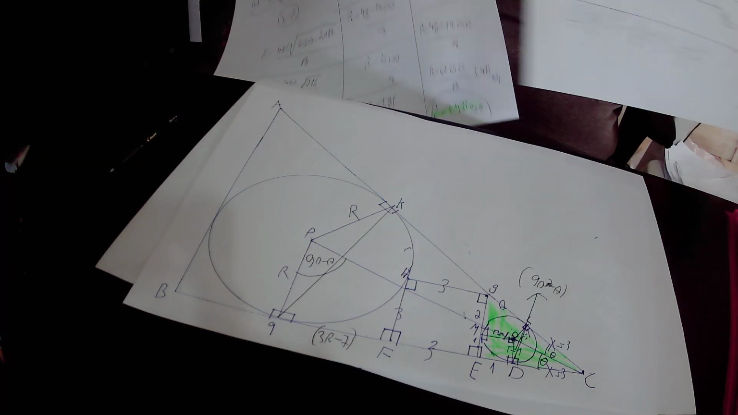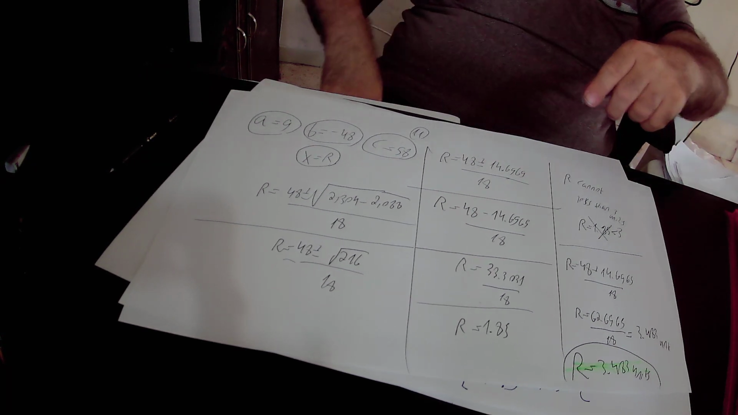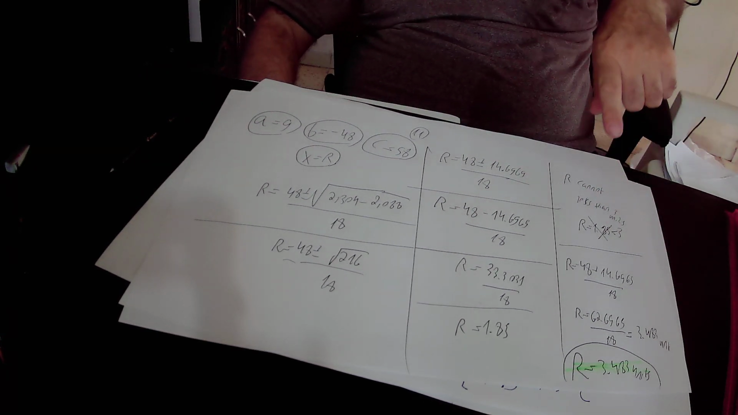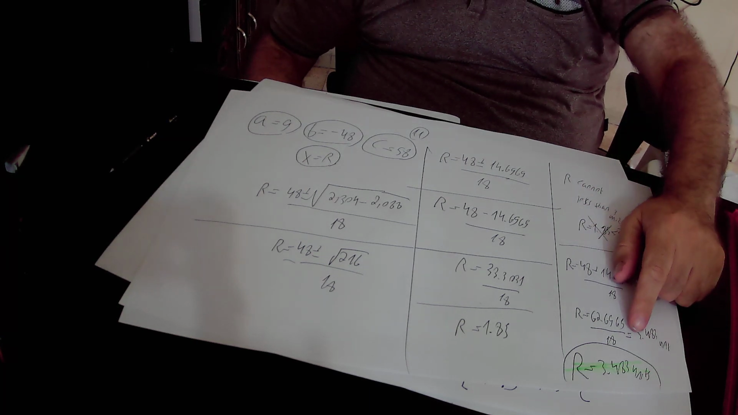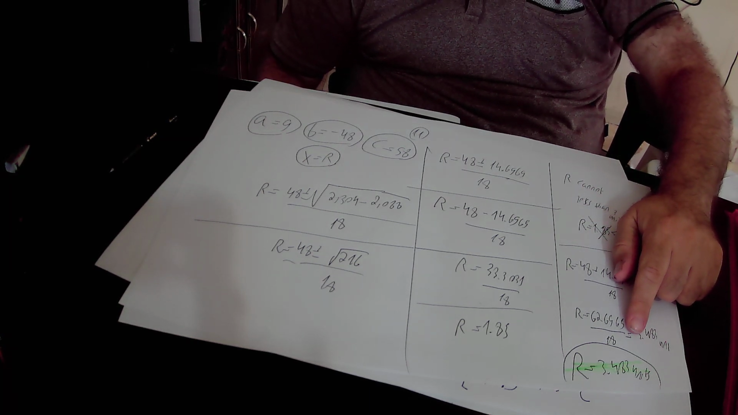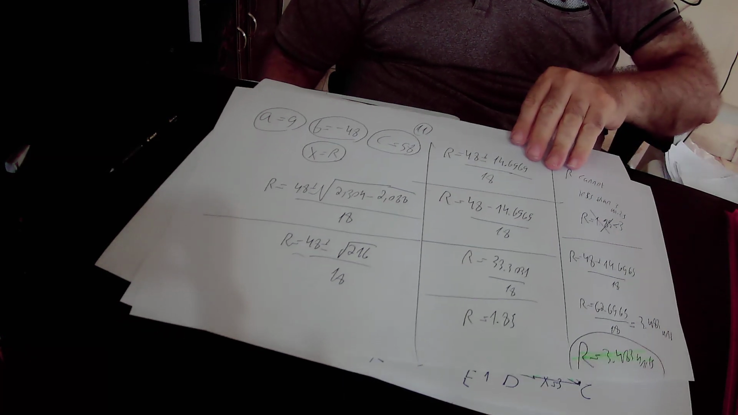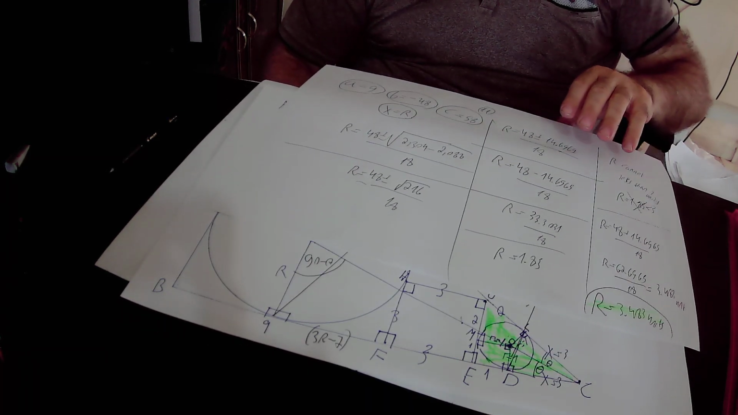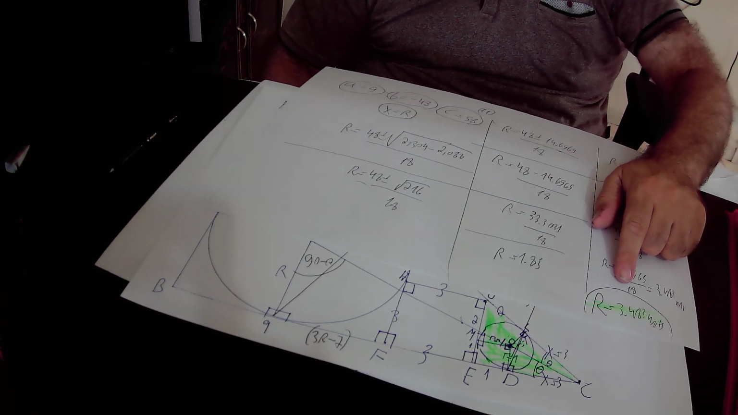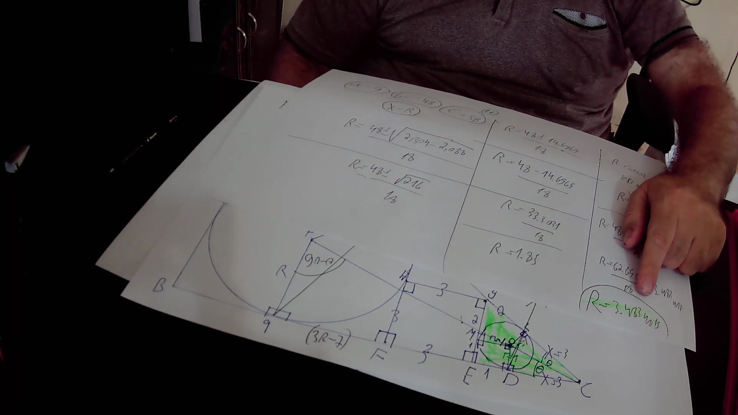We got two solutions. The first solution is that R equals 1.85 units, but according to our analysis, R cannot be less than 3 units, and R equal to 1.85 units is less than 3 units, therefore we are left only with the second solution, and according to the second solution, the radius of this circle is equal to 3.483 units.